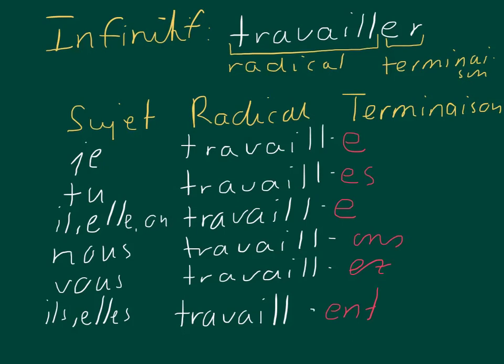And so, again, you can hear these forms are pronounced the same. Je travaille, tu travailles, il, elle travaille, ils, elles travaillent. Répétez. Je travaille. Tu travailles. Il, elle, on travaille. Nous travaillons. Vous travaillez. Ils, elles travaillent.